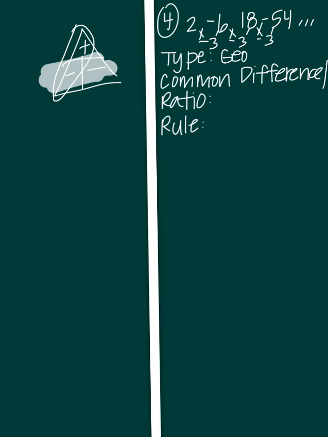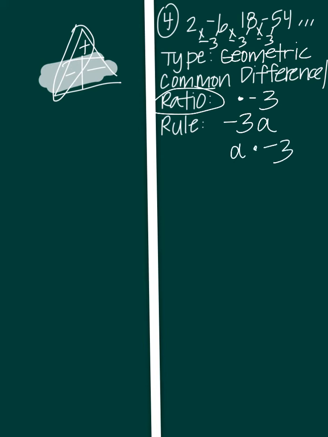This will be geometric. We have a common ratio because it's geometric. The common ratio would be negative 3. So for the rule, we'll say negative 3a. You could also put a times negative 3. That's an example of the commutative property of multiplication. Alright, last one.